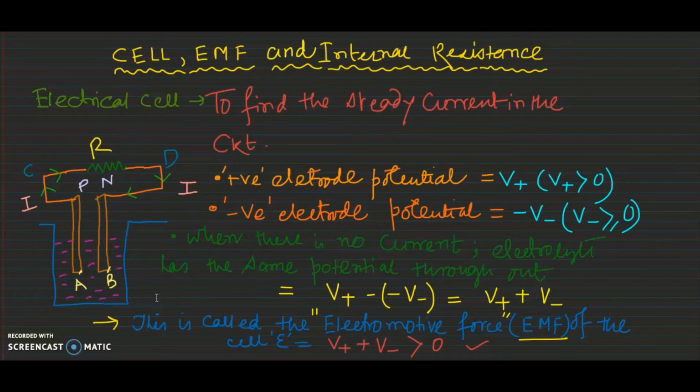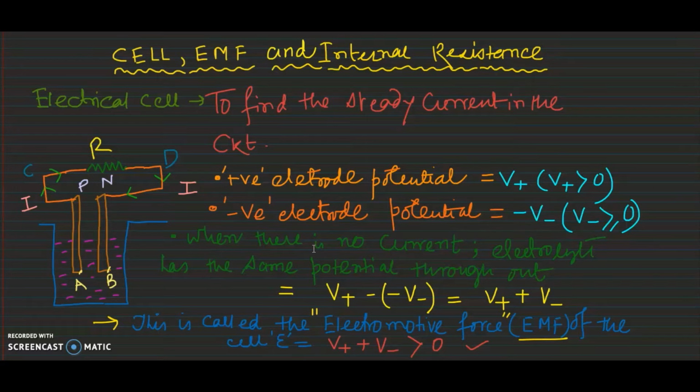You can see both the electrodes are dipped in the electrolyte solution. The positive electrode has a potential of V plus, where V plus is greater than 0, between itself and the electrolyte solution, and the negative electrode has a potential of minus V minus, where V minus is greater than or equal to 0. It is also the same between itself and the electrolyte solution.